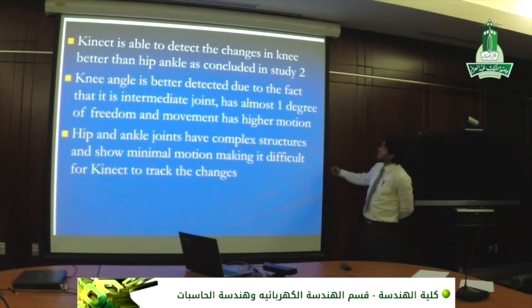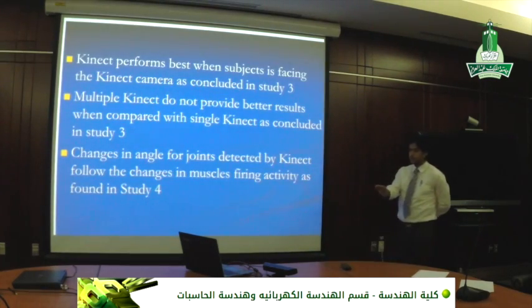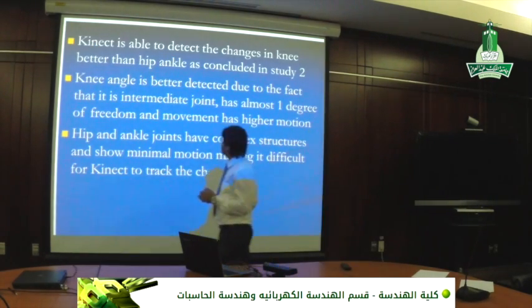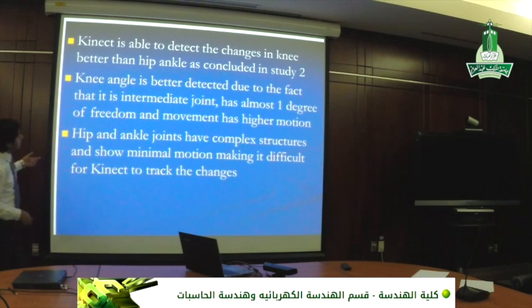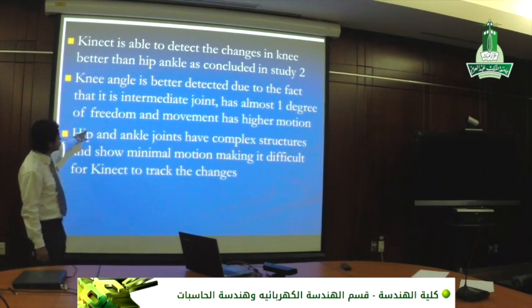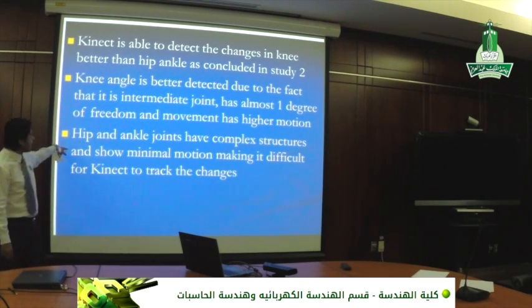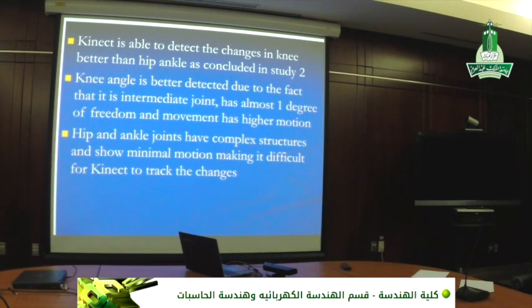Kinect is able to detect the changes in the knee better than the hip angle, as we have concluded in the studies earlier. Knee angle is better detected due to the fact that it is an intermediate joint and has almost 1 degree of freedom, and its movement has a higher motion. The hip and ankle joints have complex structures and show minimal motion, making it difficult for Kinect to track the changes.